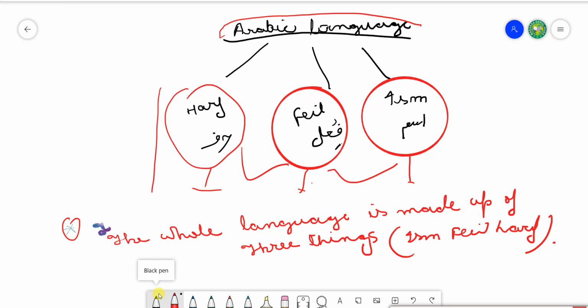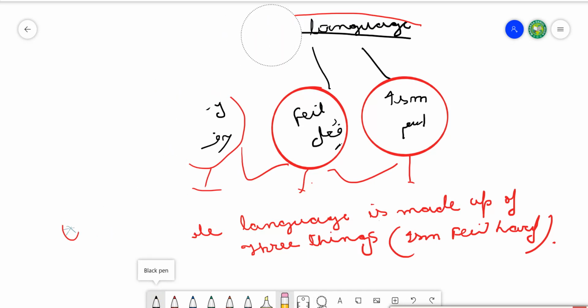So let me repeat it again for you so you are able to understand it and remember it for a long time, but it's the basic of Arabic language. The whole Arabic language is made up of three things, that is ism, fail and harf. Apart from these three, you will never find any fourth thing in the whole Arabic language. Okay, now let's move to another topic.